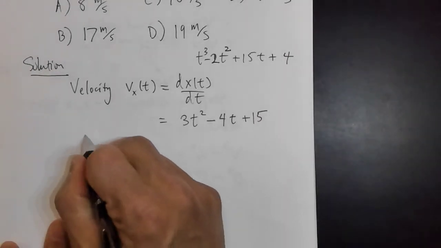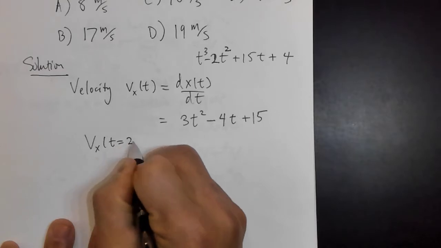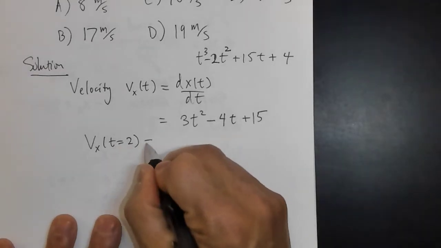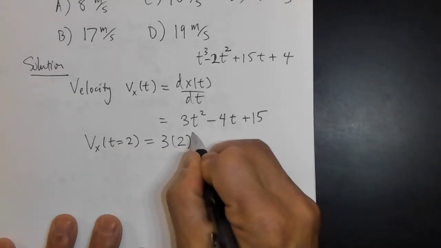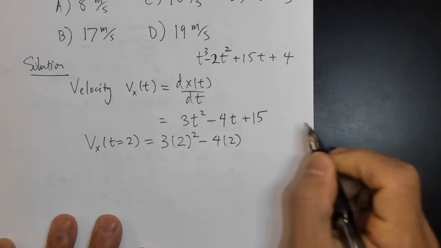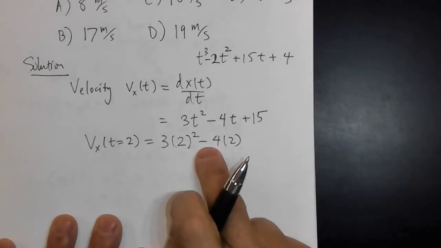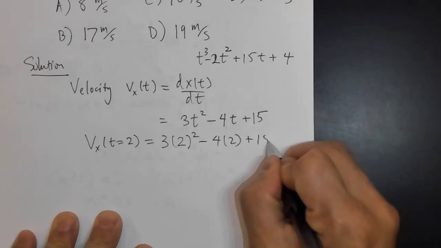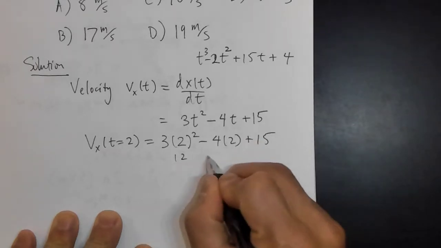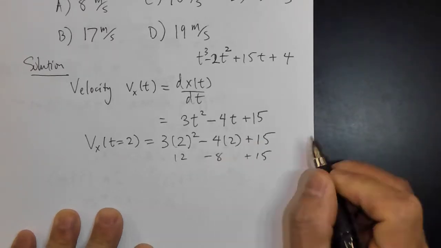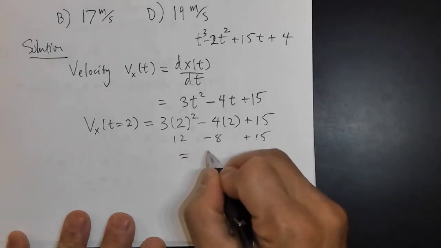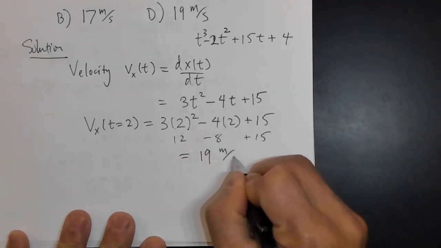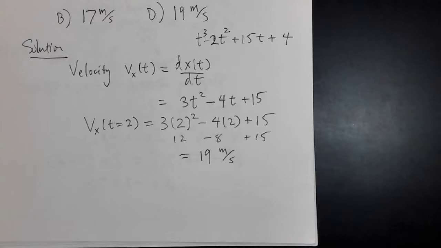So now what I'll do is I will take, at the time t equals 2 seconds, and plug it in. I get 3 times 2 squared minus 4 times 2 plus 15. So I get 12 minus 8 plus 15. So that's 4 plus 15, which is 19. And the units I'll put in is meters per second. Okay.